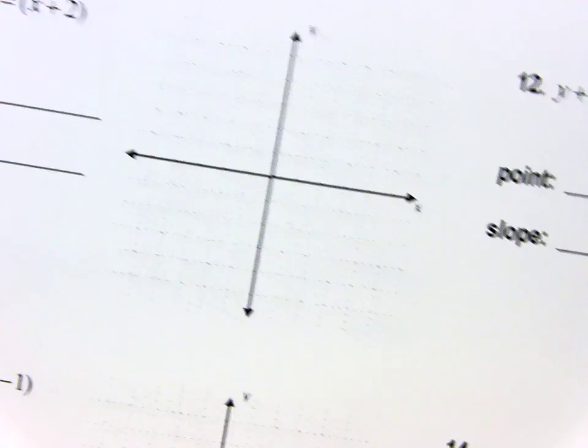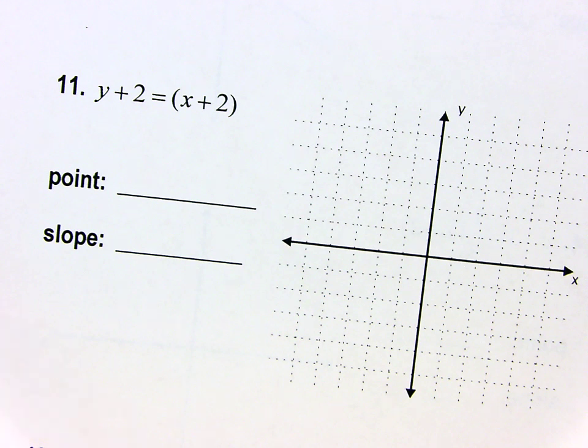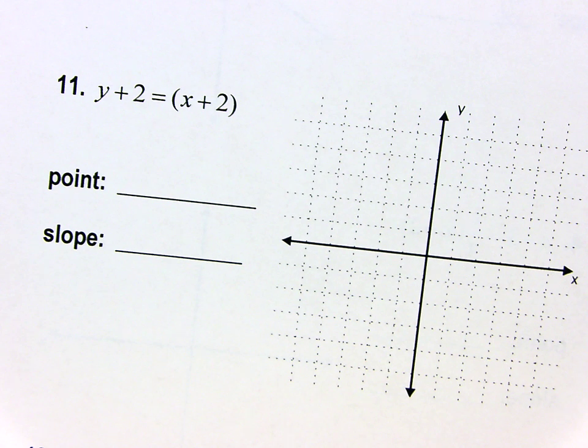Let's just do one more. Actually, I want to do 2 more of them with you. 11. So look at 11 on the back. What is your slope? We don't have one.